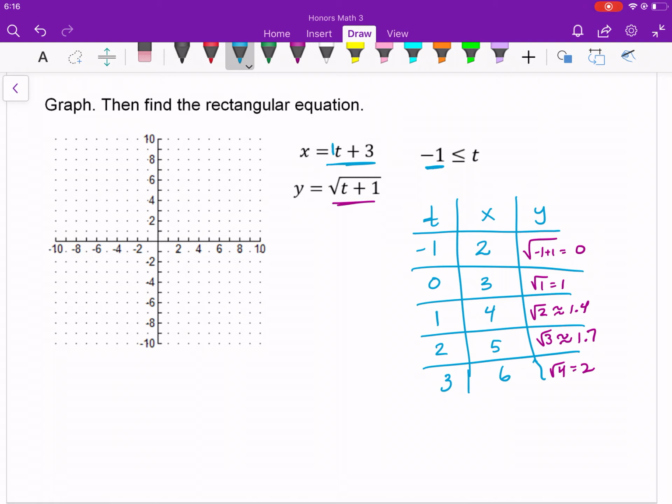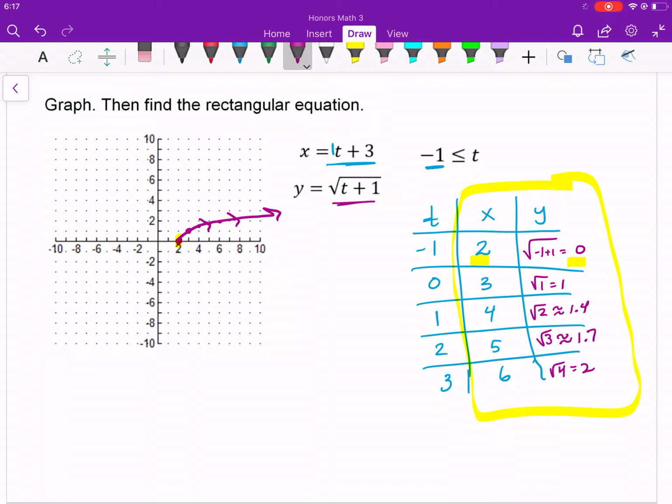So let's go ahead and plot. Remember, we're only focusing on these values. So we've got 2, 0 right here. We've got 3, 1. Now I'm going to highlight that because that's our starting point. So 3, 1. I got 4, 1.4. I got 5, 1.7, so just a little higher. And then I've got 6, 2. Now notice this one does not have an endpoint, so you'll just continue it on, but you still need to show some direction in the middle of the graph so we know the direction of this graph.